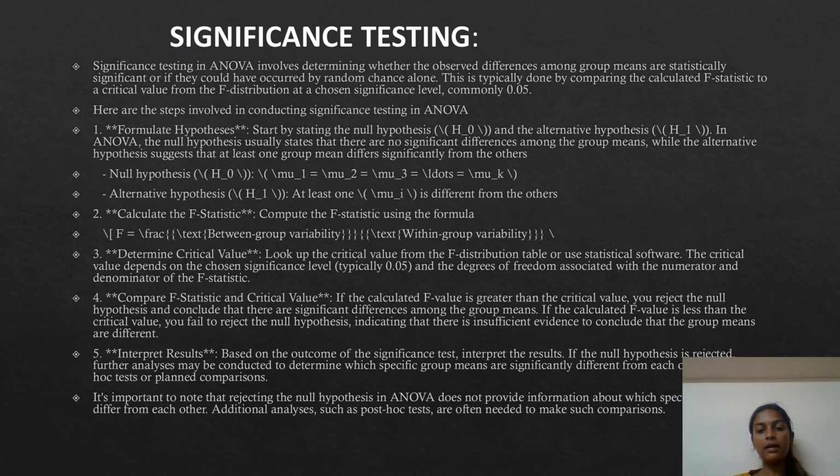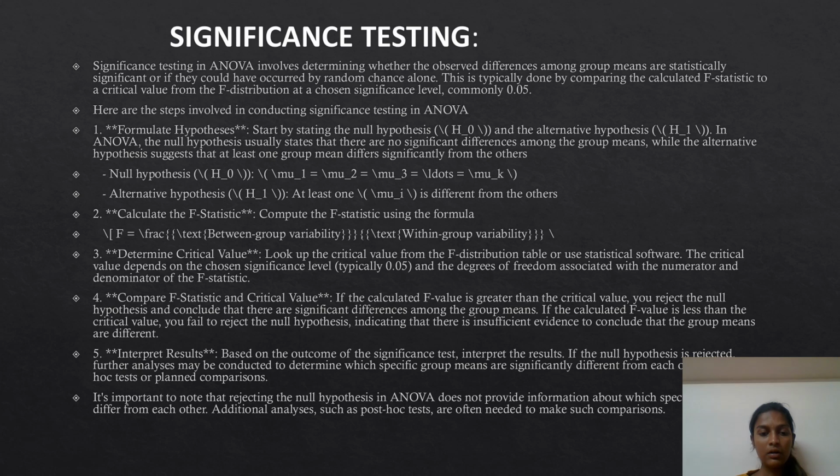If the calculated F statistic value is greater than the critical value, we reject the null hypothesis and conclude that there is a significant difference among the group means. If the calculated value is less than the critical value, then we fail to reject the null hypothesis, indicating that there is insufficient evidence to conclude that the groups differ.